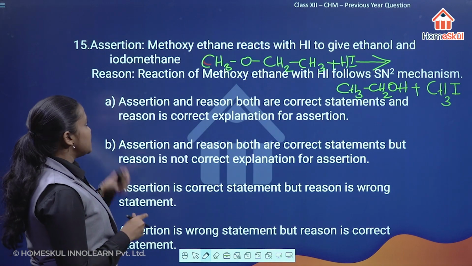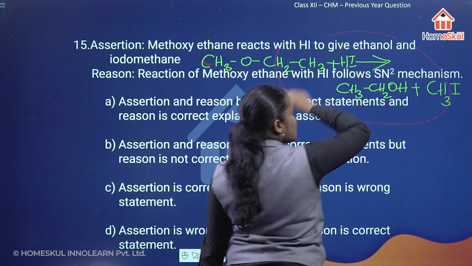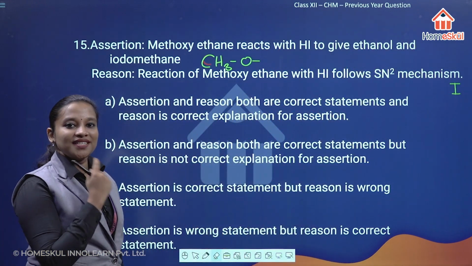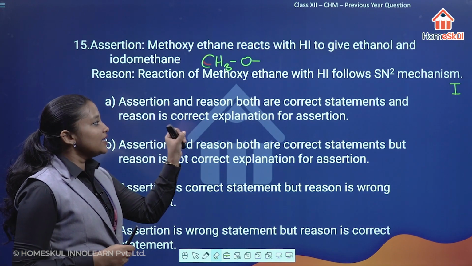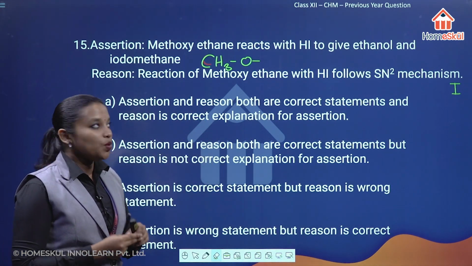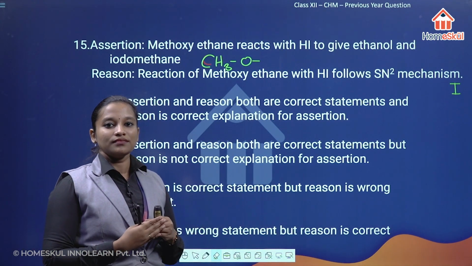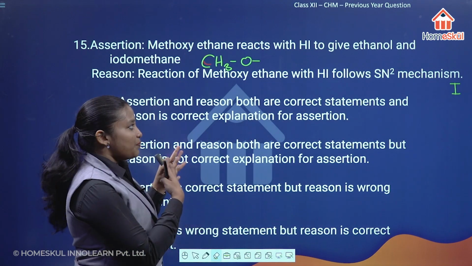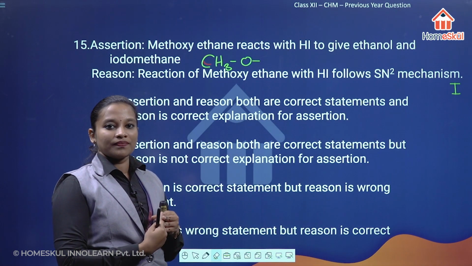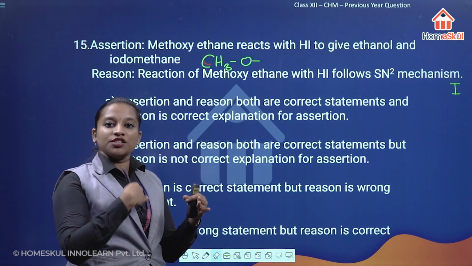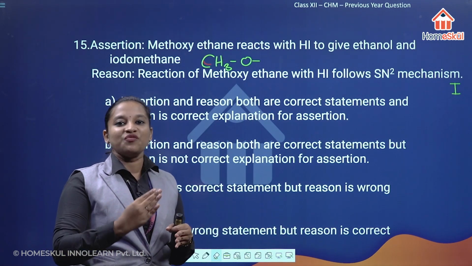And the second one, reason: reaction of methoxyethane with HI follows SN2 mechanism. Is that correct? Yes. We know that methoxyethane is a primary ether. Because it is a primary ether, it reacts with HI through SN2 mechanism. But if it is a tertiary ether, what happens? Which pathway will it follow? It will follow SN1 mechanism.